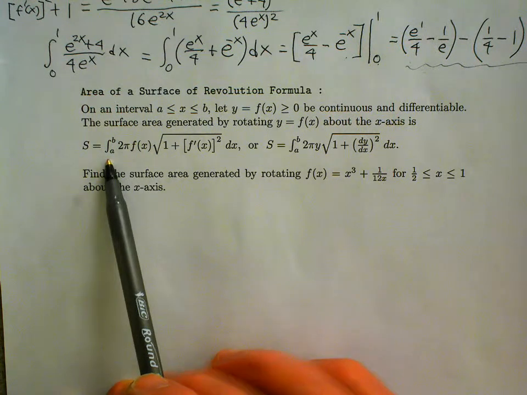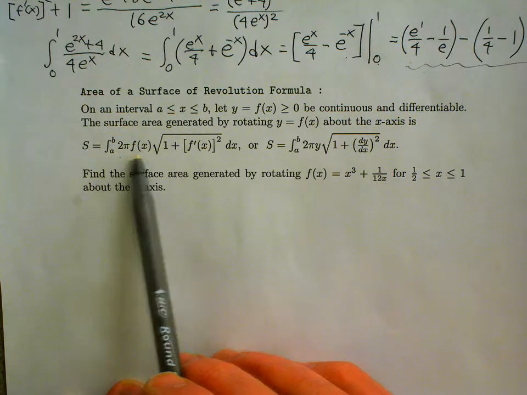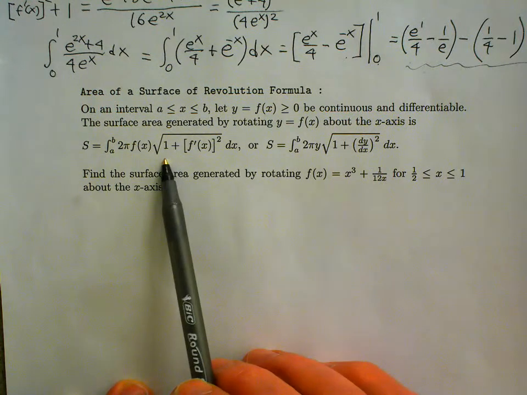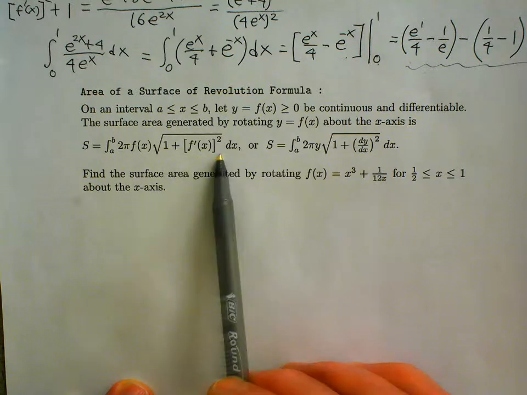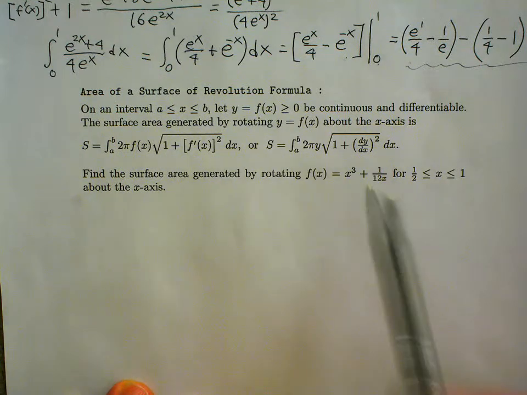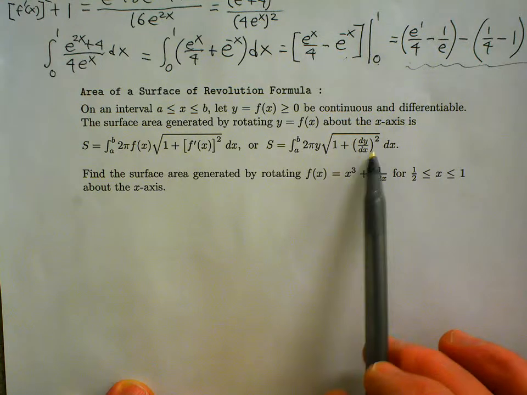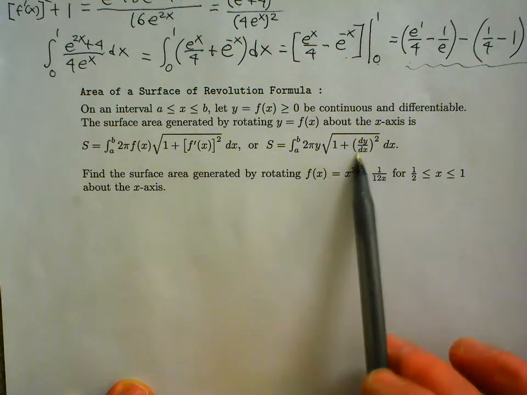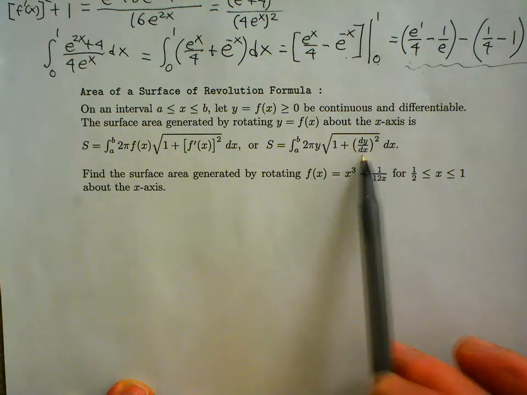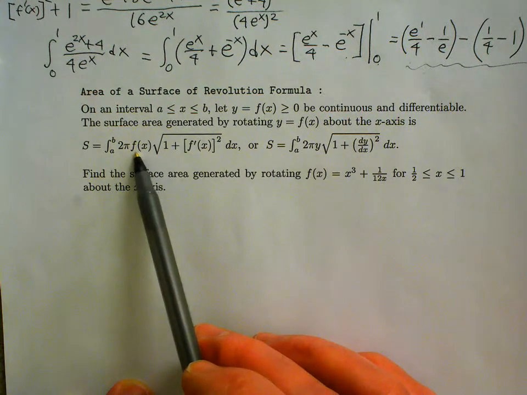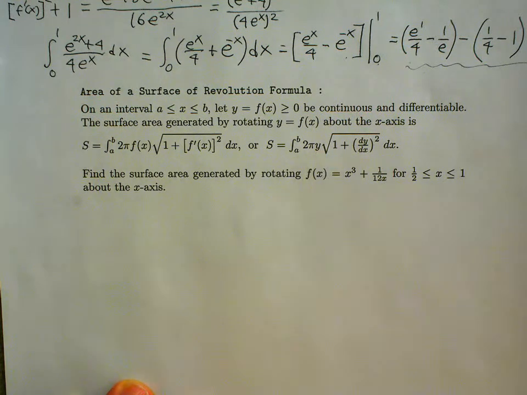It's the definite integral of 2 pi times f of x times the square root of 1 plus the square of f prime of x dx from a to b. And the Leibniz notation for the derivative, instead of f prime of x, you can write dy dx. And you can also replace f of x with y.